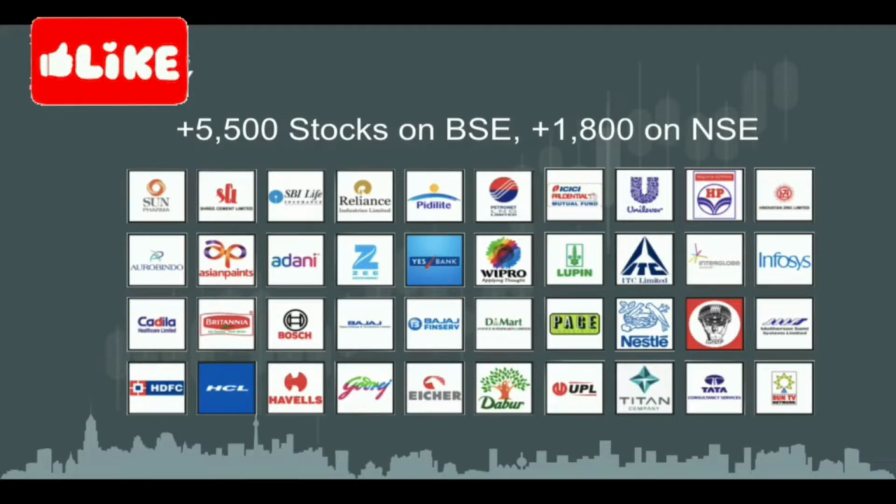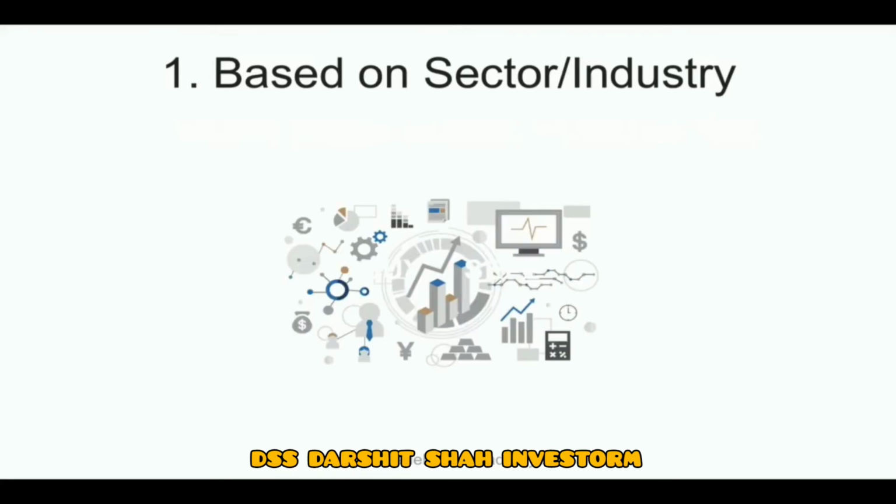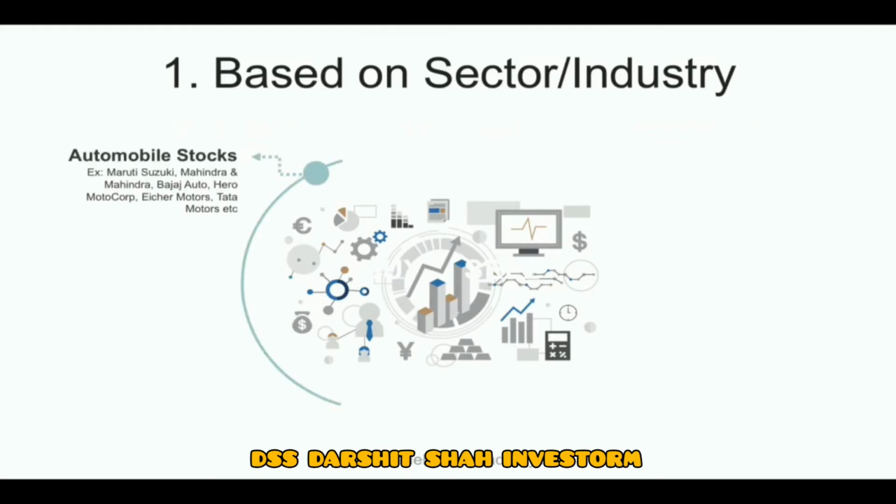In this video, we are going to discuss 5 different categories in which the stocks can be divided. Let's get started. First, based on sector and industry. On the basis of sector and industry, the stocks can be divided into different categories. For example, the companies in the automobiles industry, that is the companies which manufacture cars, trucks, 2-wheeler or 3-wheeler vehicles, these all come into automobile stocks.